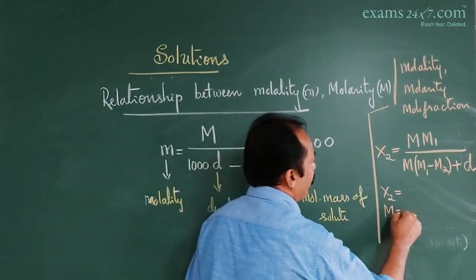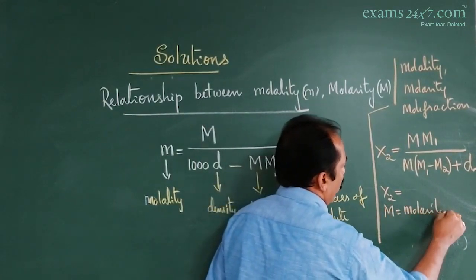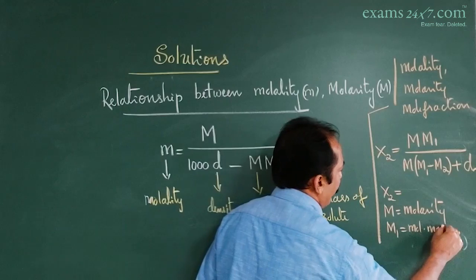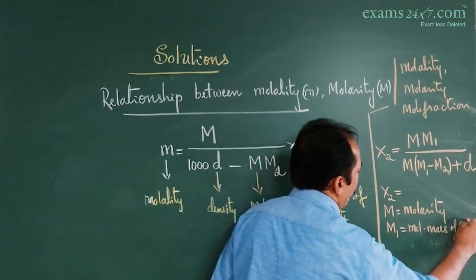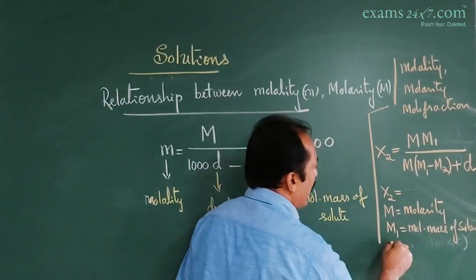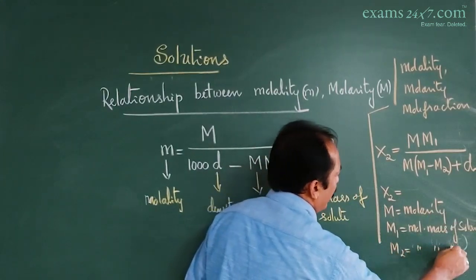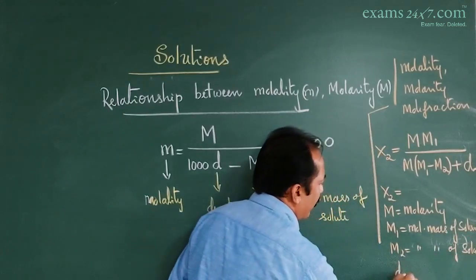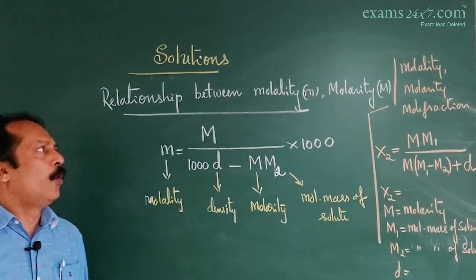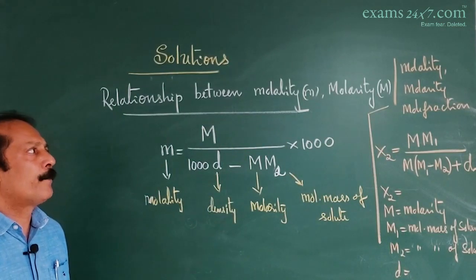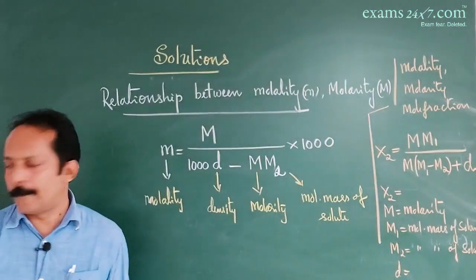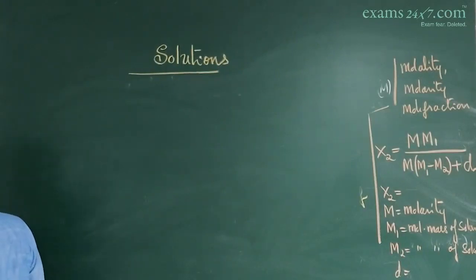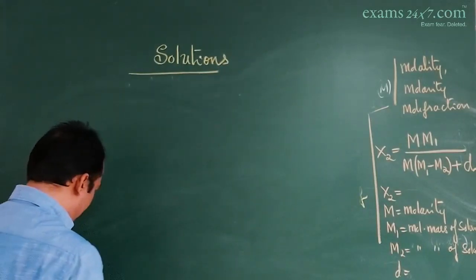Here X2 represents the mole fraction of the solute, M refers to molarity, M1 refers to the molecular mass of the solvent, M2 represents the molecular mass of the solute, and D represents density. This is a relation between mole fraction, molarity, and molality. There is one more relationship: the relationship between mole fraction and molality.